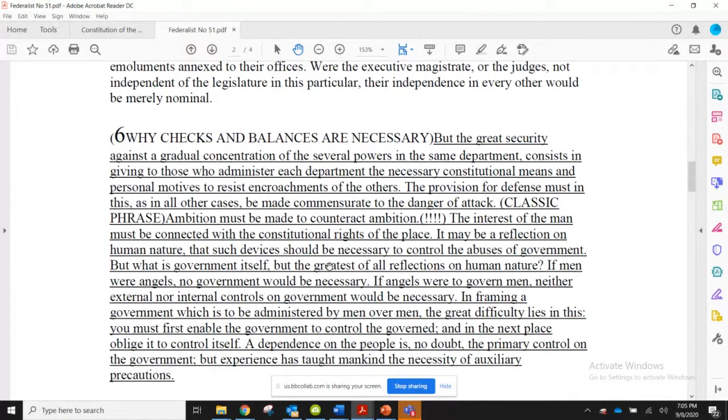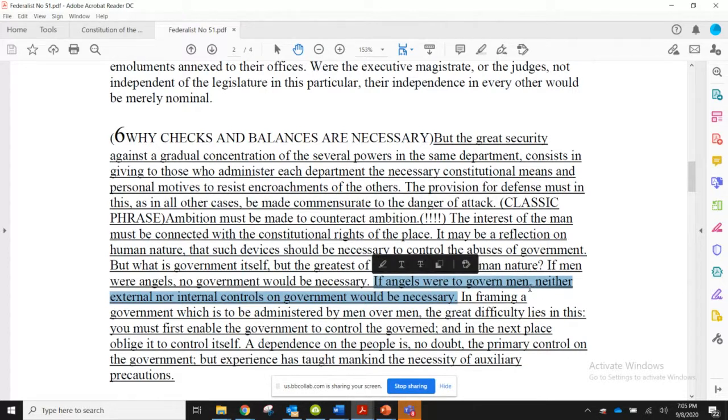But what is government itself but the greatest of all reflections of human nature? If men were angels, no government would be necessary. Are men angels? The Constitution says no. If angels were to govern men, neither external nor internal controls on government would be necessary. Well, angels do not govern men, so internal and external controls on government are necessary.